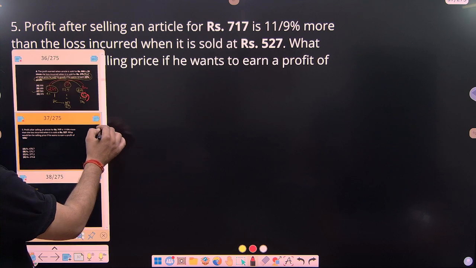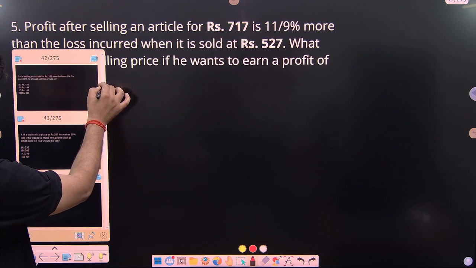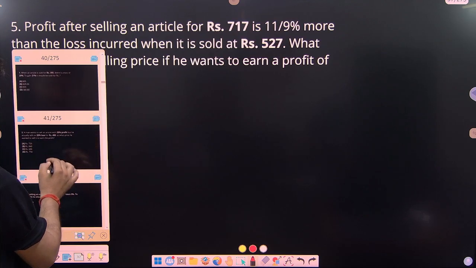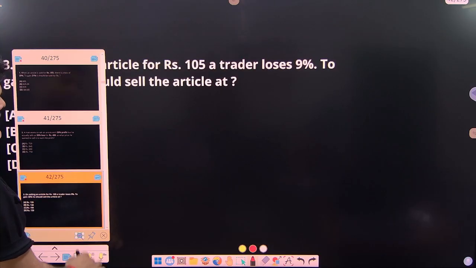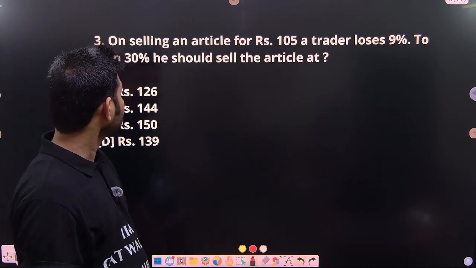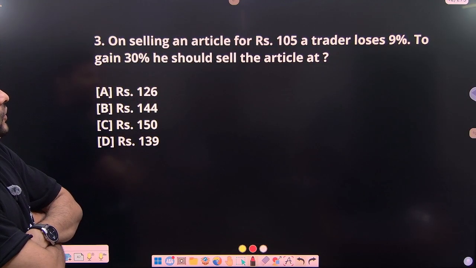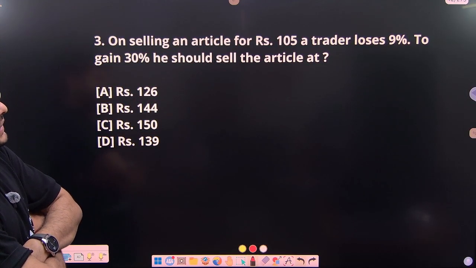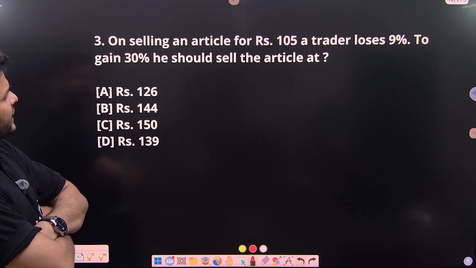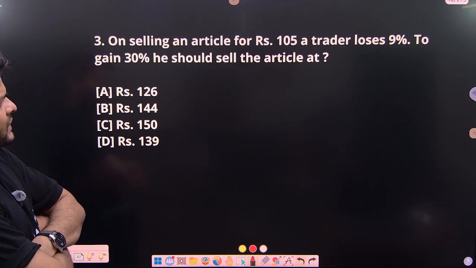Type 3, question 3 is: on selling an article for rupees 105, a trader loses 9%. To gain 30%, he would sell the article at what price?